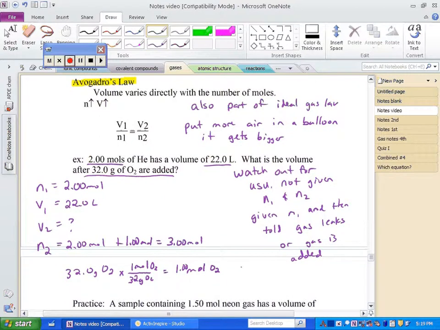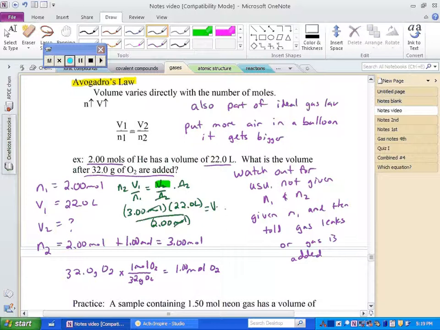Switch color here because I'm kind of out of space. Alright, so V1 over N1 equals V2 over N2. Solving for V2, so we're going to multiply both sides by N2. So we have 3 moles times 22 liters divided by 2 moles. Moles cancel. V2 is 33 liters.